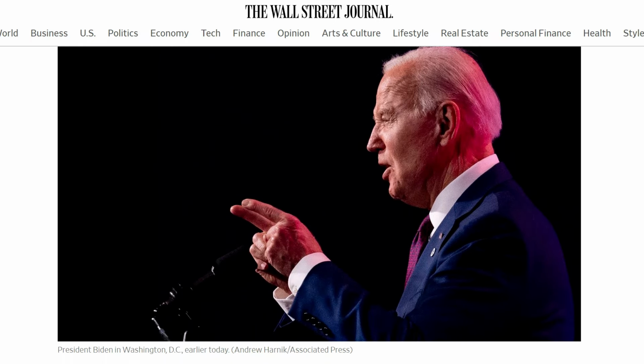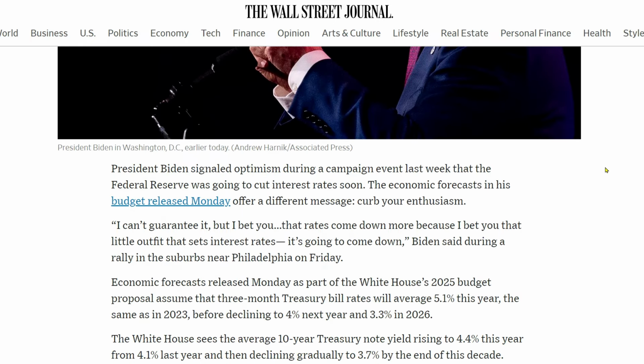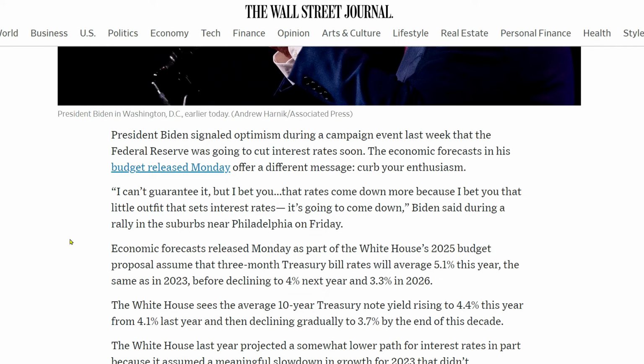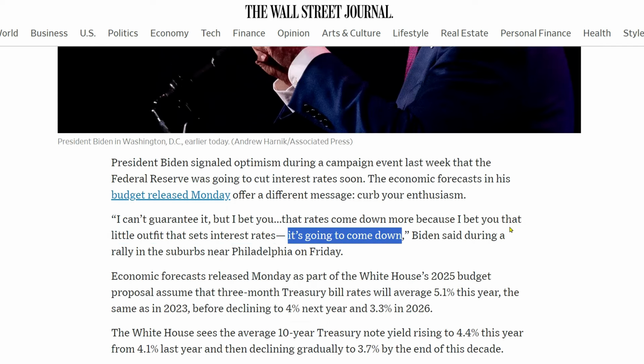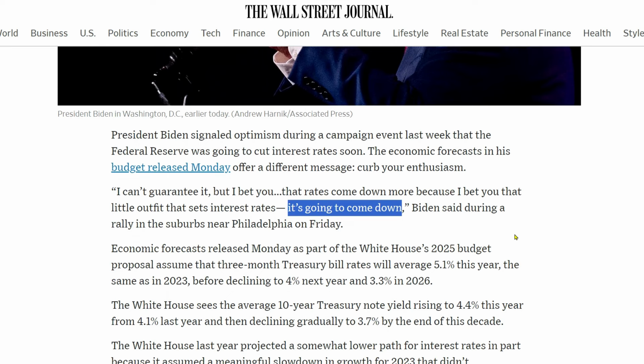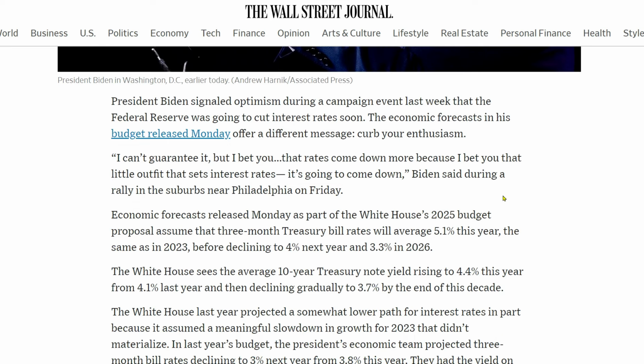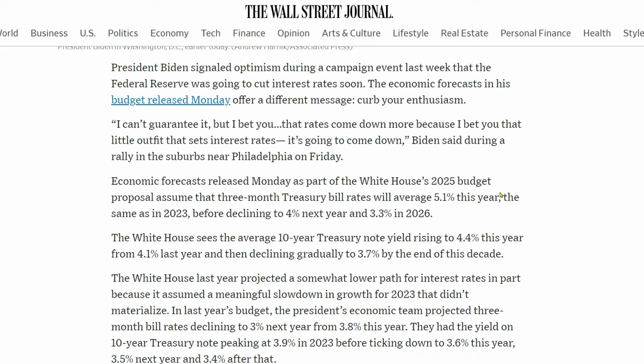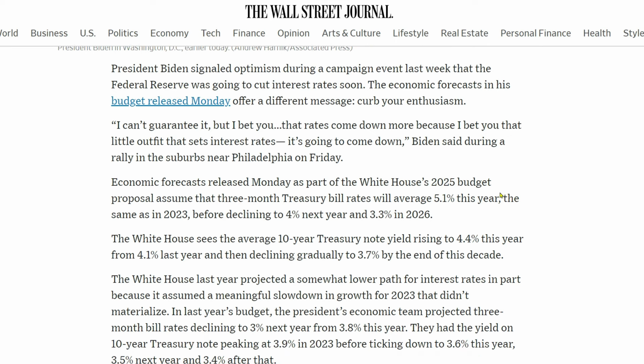However, I think it's safe to say that interest rate cuts are coming, with even Joe Biden recently saying, "I bet you that little outfit that sets interest rates, it's going to come down." So he's banking on lower rates. That's a pretty strong signal to Jay Powell to do his job there, and that should give the Biden administration their best chance of being re-elected. With lower rates, if they can keep oil below $80 a barrel, that'll help as well.